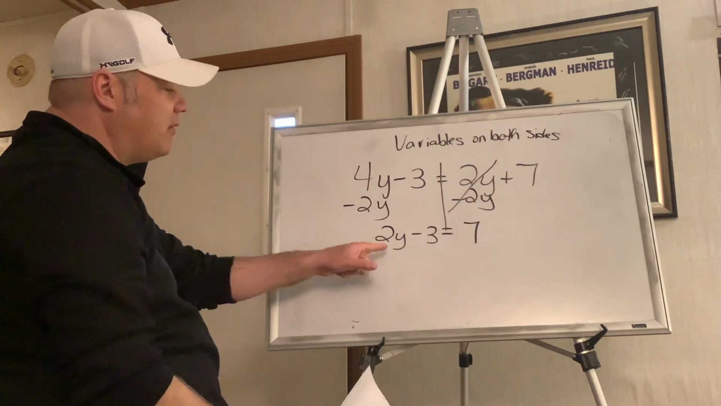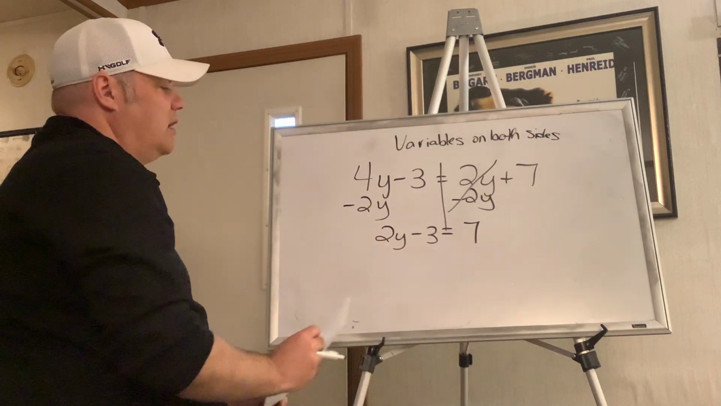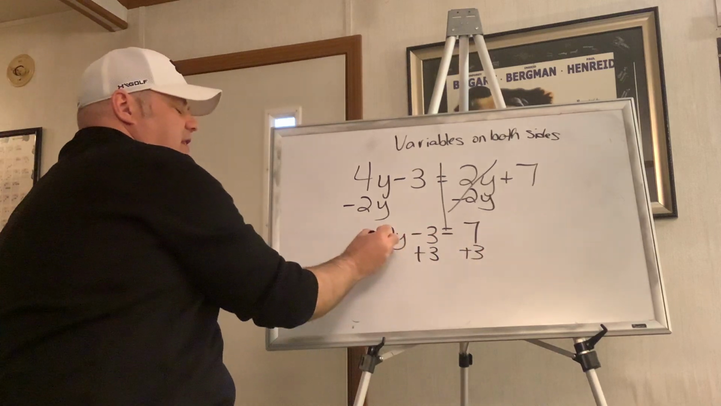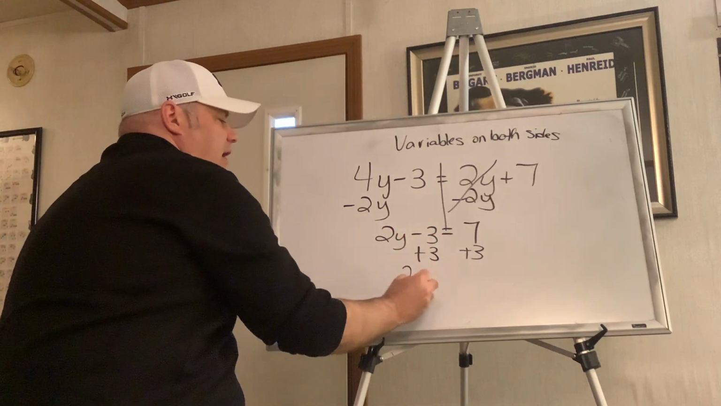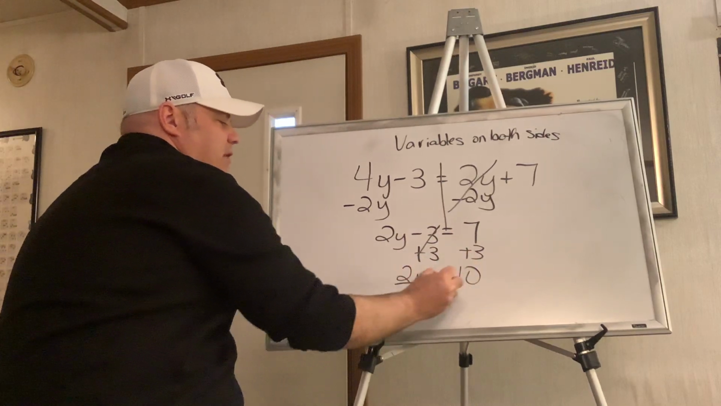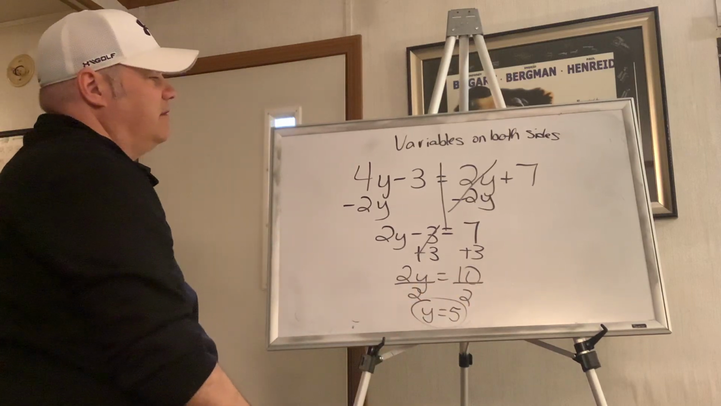Well, once again, now we're familiar. This is a 2-step problem now like we did yesterday. Now I can move my 3. Because remember, your goal is to get this isolated. So now I've gotten rid of that, and it's over here. And now I want to get rid of the 2 by dividing. So y is 5, okay?